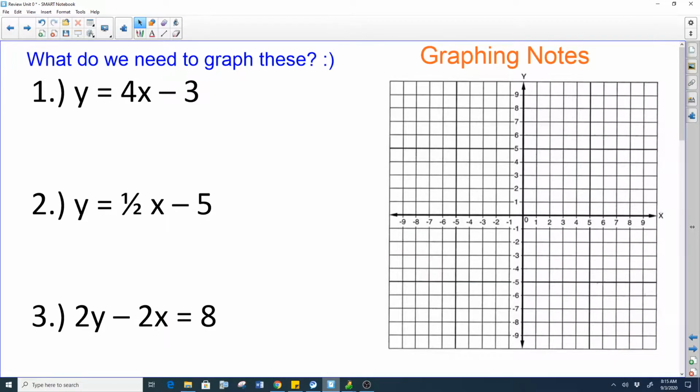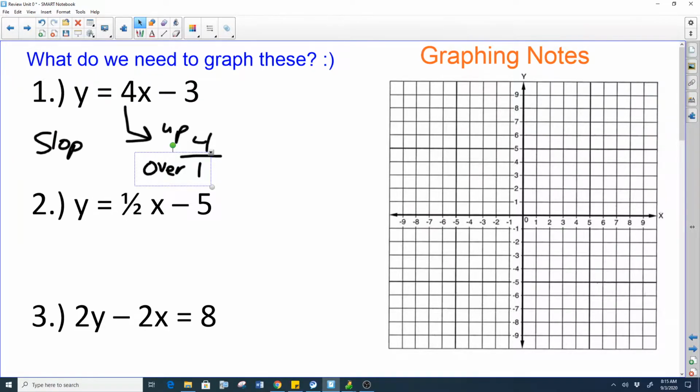Nice, you're talking about this guy right here? So you're saying to go up 4, and then what can any whole number be written over? 1, good. So you're going to go up. This is called the what? Starts with an S. That's it, the slope, write it down.